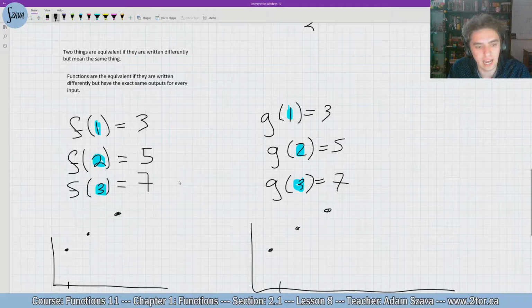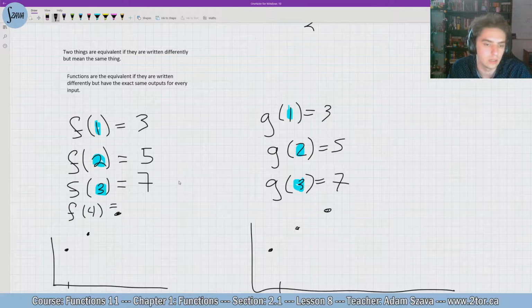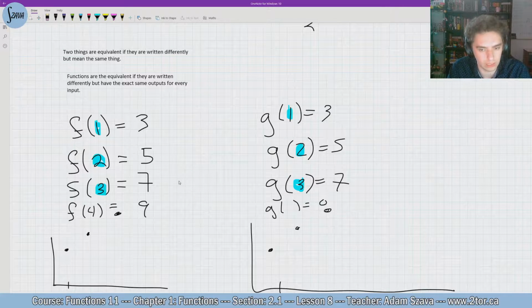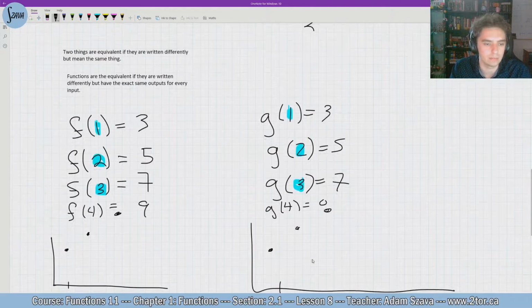Testing points doesn't actually tell us if they're equivalent. It just gives us a hint, because f of 4 could be equal to 9, but g of 4 could be equal to 0. Right? We don't necessarily know that there's a pattern that's going to continue. But up to the third one, it looks like they're the same.